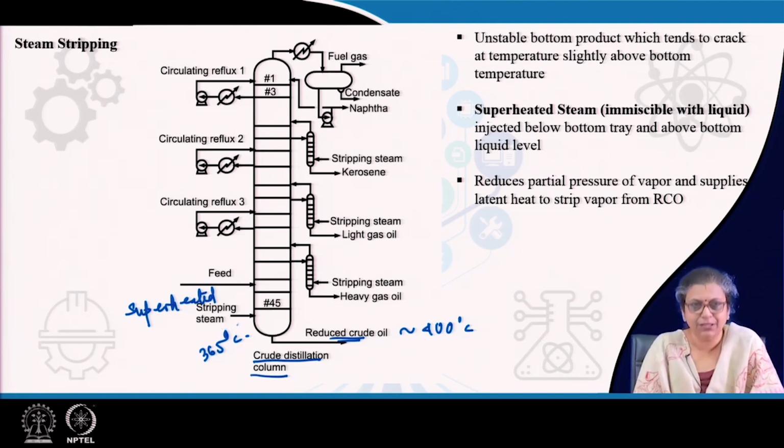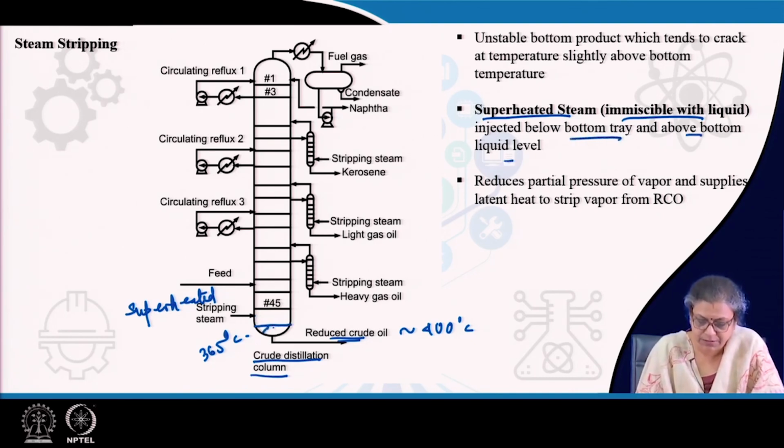Point is, you can use any other liquid, but that has to be immiscible with the liquid which is there inside the column. Normally, since I am talking with respect to hydrocarbon columns, we use steam stripping. But the important part is that the steam that I use is superheated and it is immiscible with the liquid which is there. The steam is again injected just like the vapor, just below the bottom tray and just above the bottom liquid level. What does the steam do? It does two things. Firstly, it reduces the partial pressure of the vapor inside the column, and secondly, it also supplies the latent heat which strips the vapor from the reduced crude oil.